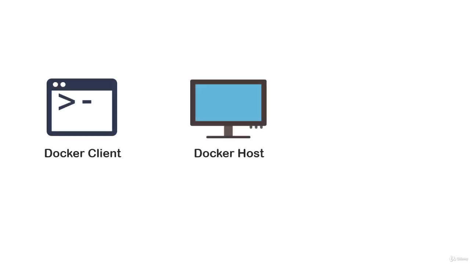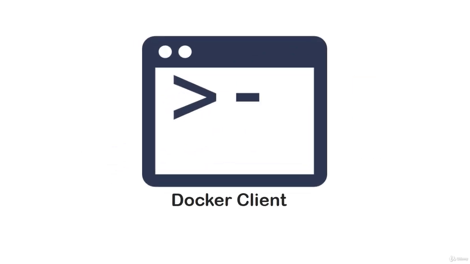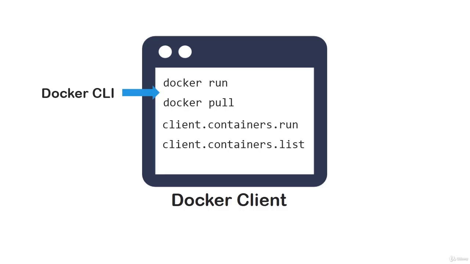Docker and the whole process of containerization revolves around three main components: Docker Client, Docker Host, and Docker Registry. Docker Client is the machine or medium through which we as users interact with Docker. The two basic ways of interaction are Docker CLI, which stands for Command Line Interface, and Docker APIs, which again stands for Application Program Interface.